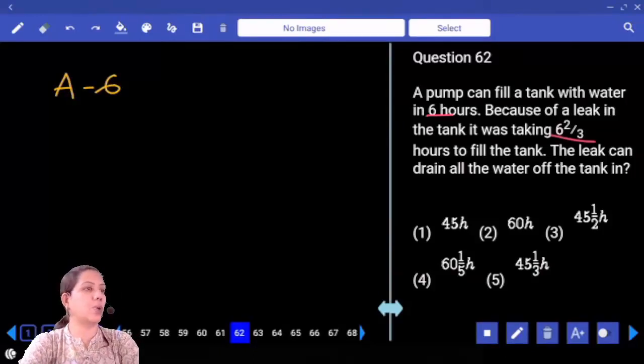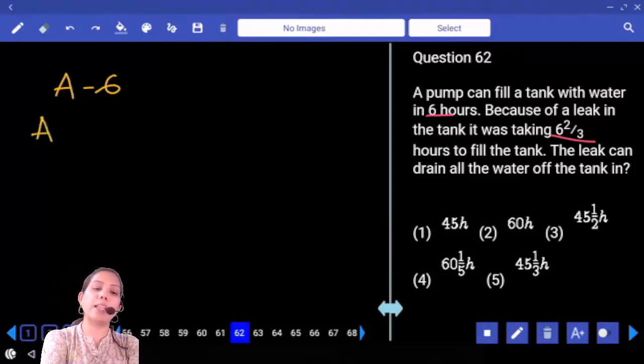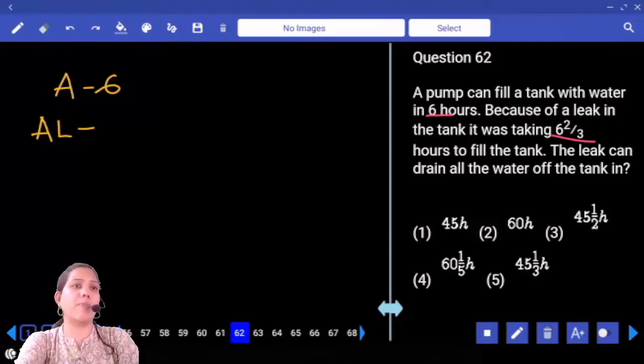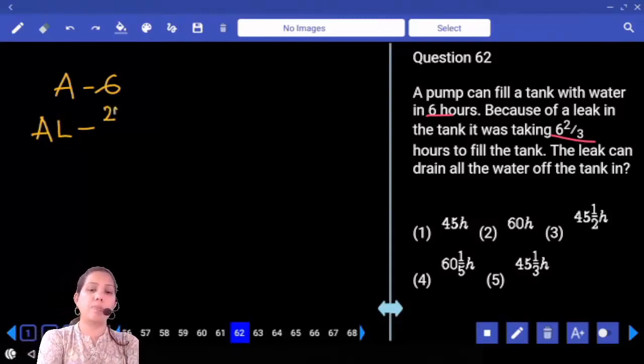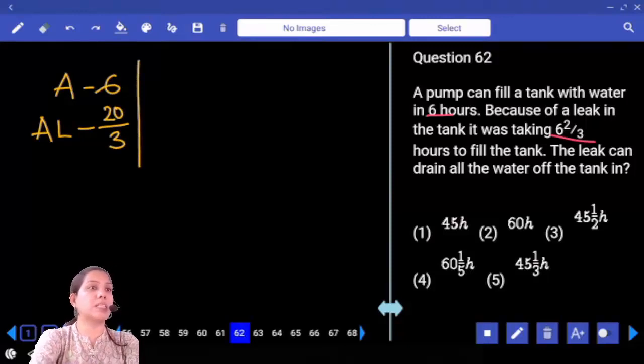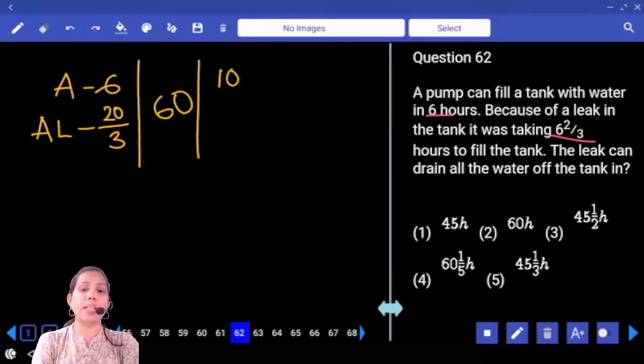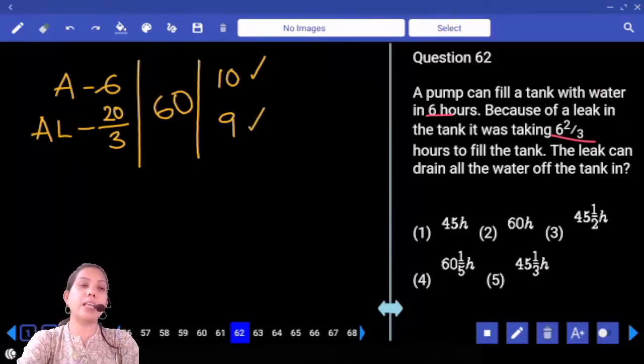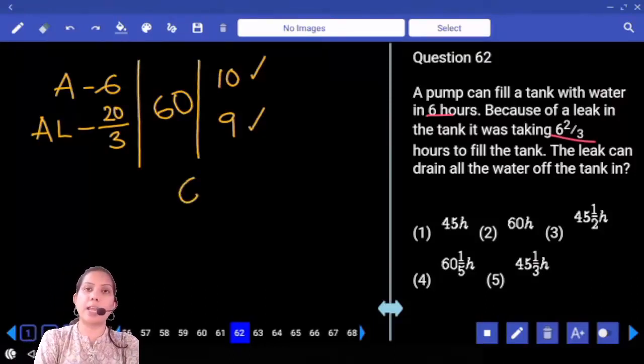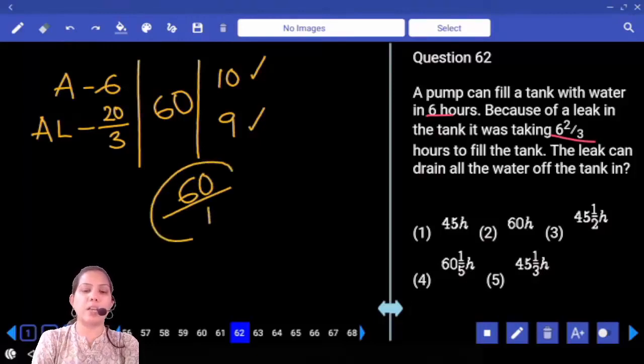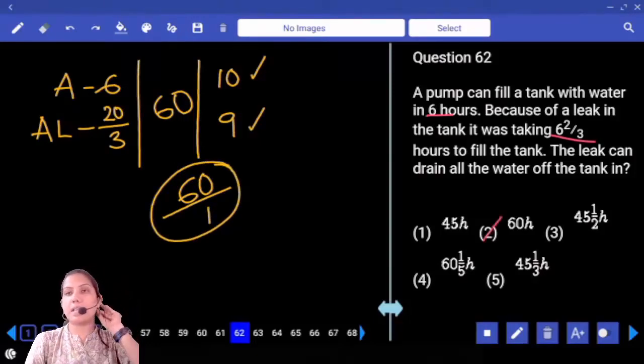A and leakage together can fill the tank in 6 2 by 3 hours. 6 2 by 3 is a mixed fraction, convert it to normal: 20 by 3. What is LCM of 6 and 20 by 3? 60 is the LCM. So A efficiency is equal to 10 units and A and L together efficiency is equal to 9 units. What is 10 units? A alone efficiency, and 9 units is A and leakage together efficiency. Then what is leakage efficiency? 1 unit. What is total capacity of the tank? 60, and leakage means 1. So answer is equal to 60 by 1. 60 by 1 means 60 hours, second option.